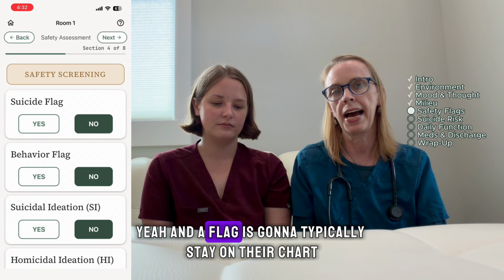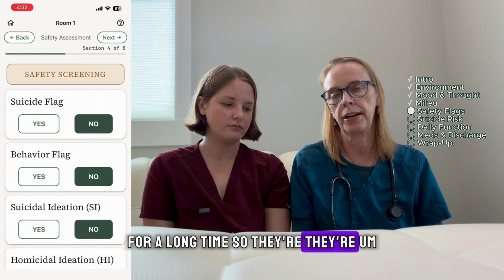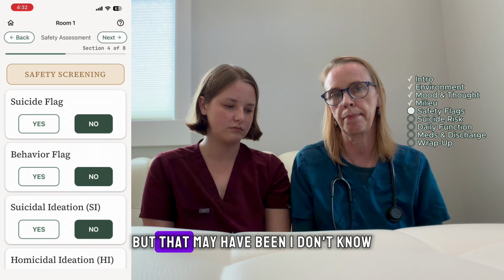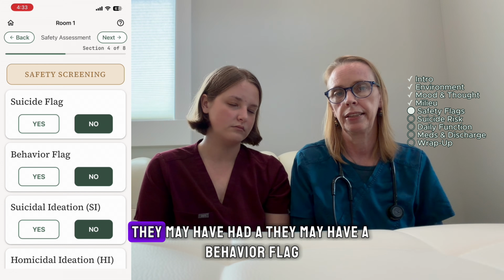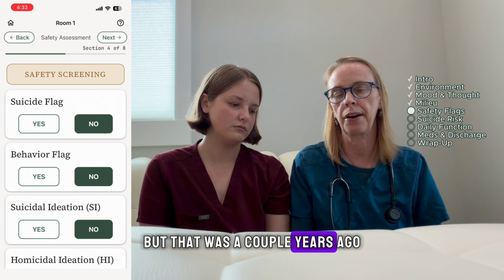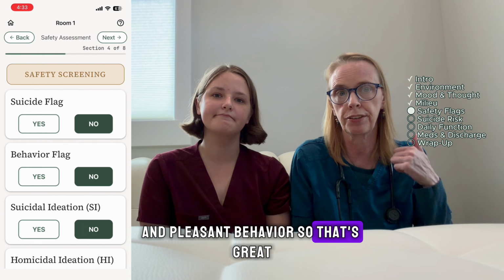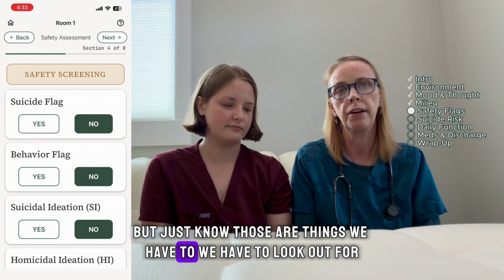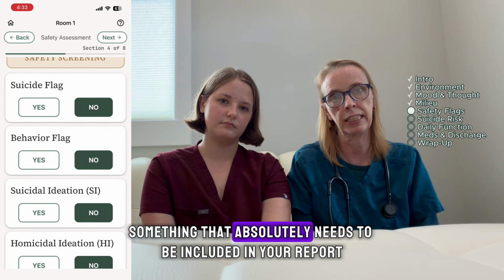Yeah. And a flag is going to typically stay on their chart for a long time. So they may have a suicide flag, but it depends on the facility, that may have been two years ago. They may have a behavior flag from a couple of years ago, and what you're seeing in front of you is maybe cooperative and pleasant behavior. That's great, but just know those are things we have to look out for. We have to know that those exist, and it's something that absolutely needs to be included in your report.